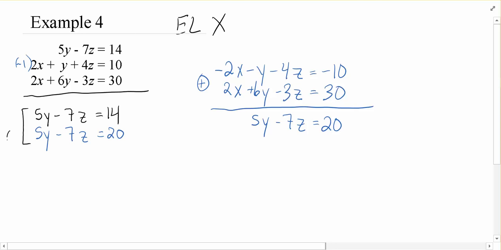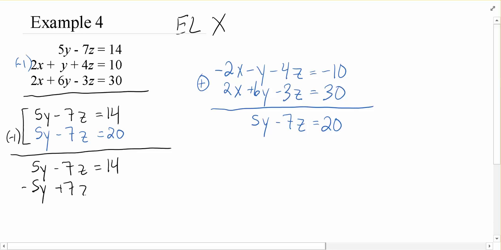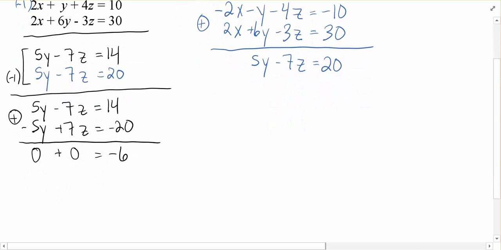So I'm going to go ahead and multiply the second equation by -1 in order to eliminate one of the variables. It will actually end up eliminating both, but that's okay. So if we copy down the first equation, distribute the negative on the second equation, then add these guys together, 5y minus 5y is 0. 7z minus 7z is 0. -20 plus 14 is -6. I have determined that 0 equals -6.